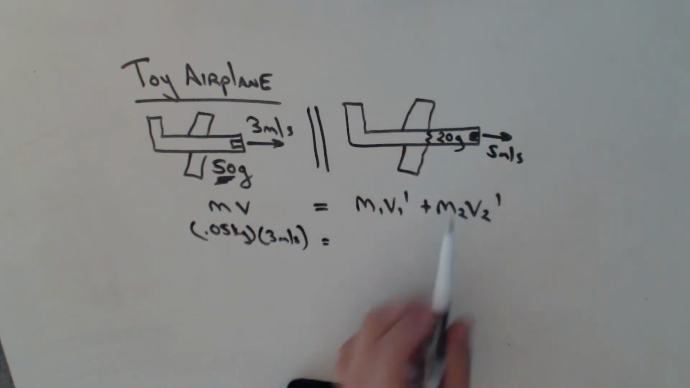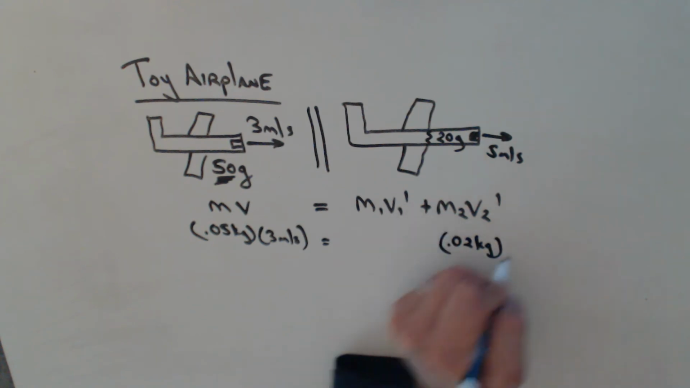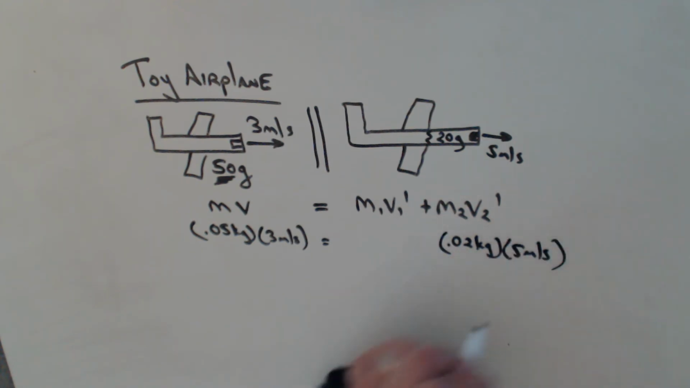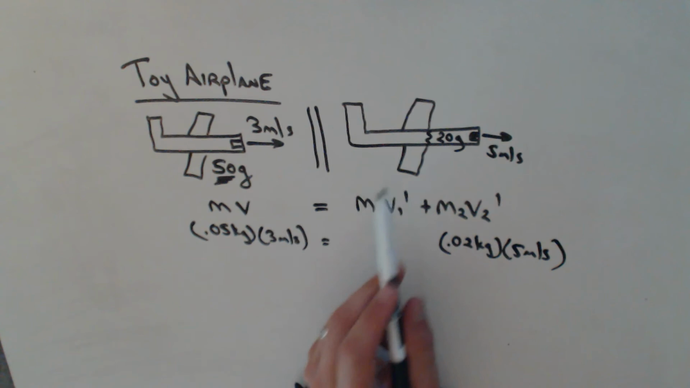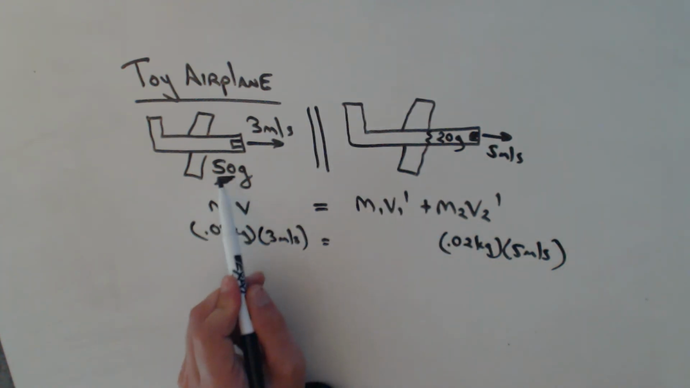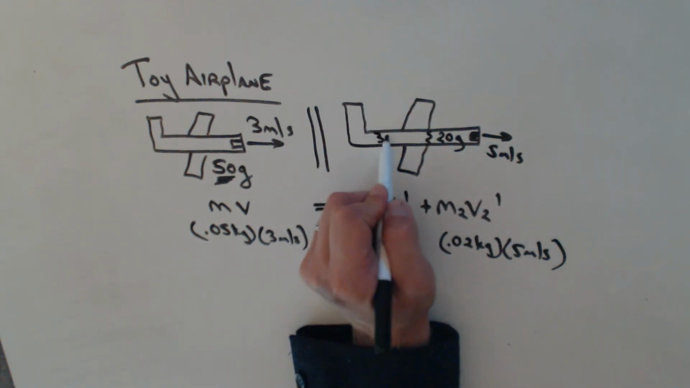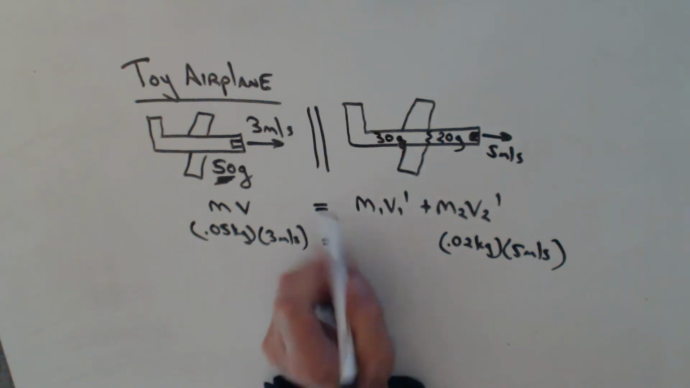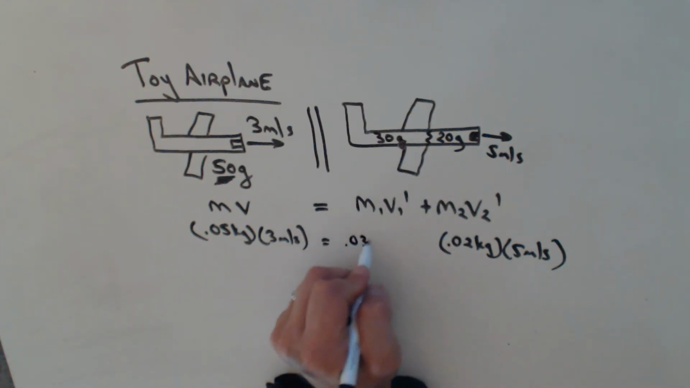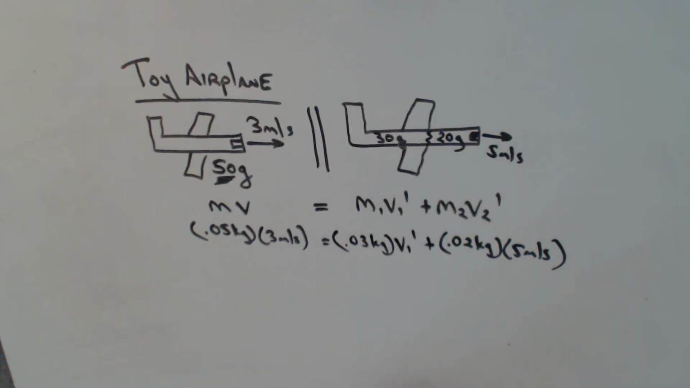Now, I know the second one has a 20-gram mass, so that's 0.02 kilograms. And I know it goes 5 meters per second. But I don't know the mass of the first piece. But we do know the total mass. So if the total mass is 50 and 20 grams breaks off, the rest has to be 30 grams. So the mass of the first piece after the failure is 0.03 kilograms times v1 prime. And if we look, we have one unknown, and it's v1 prime.